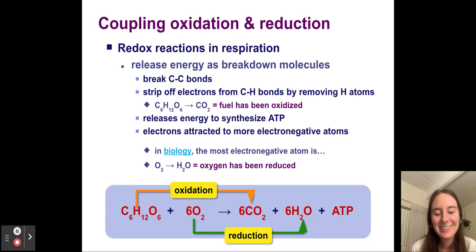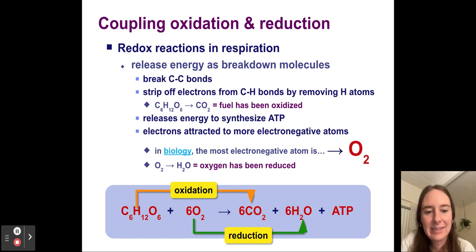Okay, so oxygen is our atom that likes to be reduced because it likes to grab onto these hydrogen atoms. So in this example, we have our oxygen, and it's now pulling on and grabbing those hydrogens, and it's being reduced. It loves to take in wandering hydrogen atoms.